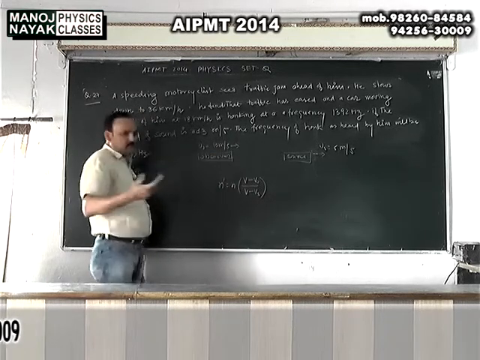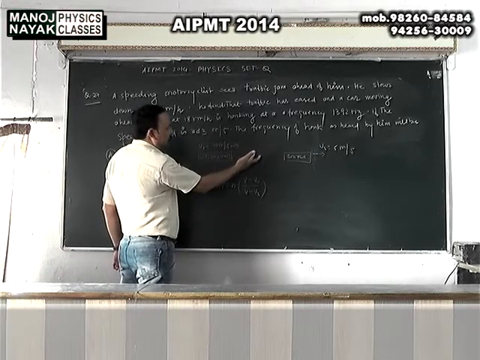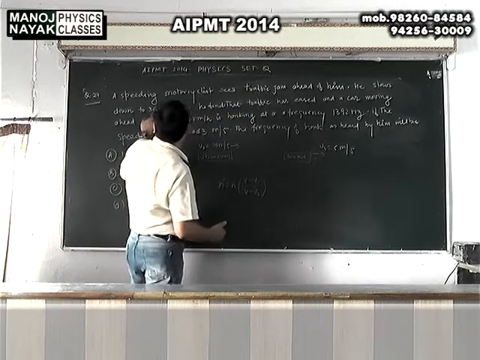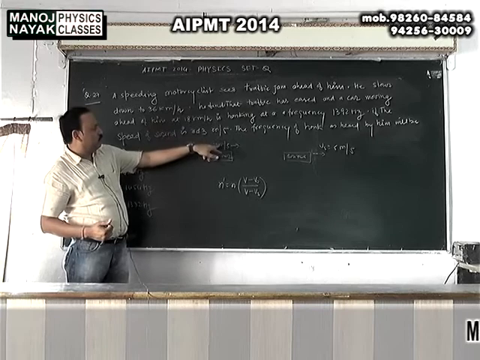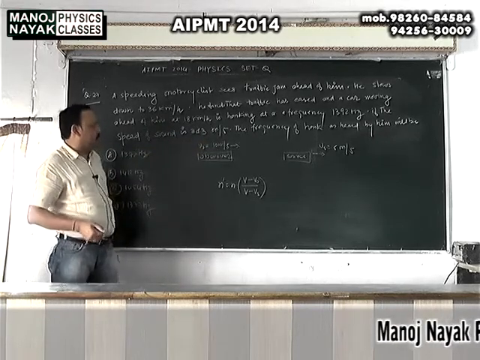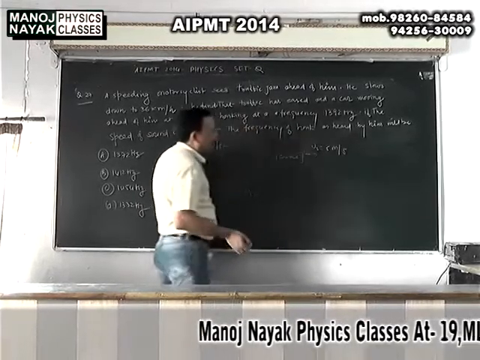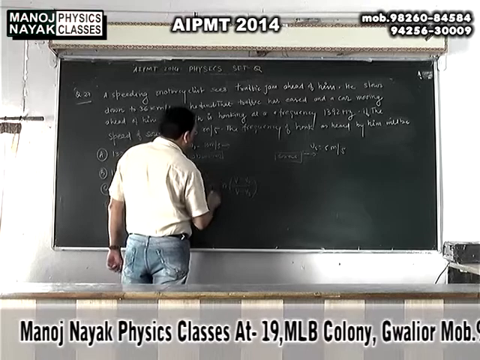Very simple question based on Doppler effect. Observer is moving, suppose rightward, with 36 km per hour. We can change into meter per second, it is 10 meter per second, and source is moving in the same direction with 5 meter per second. You know it very well.